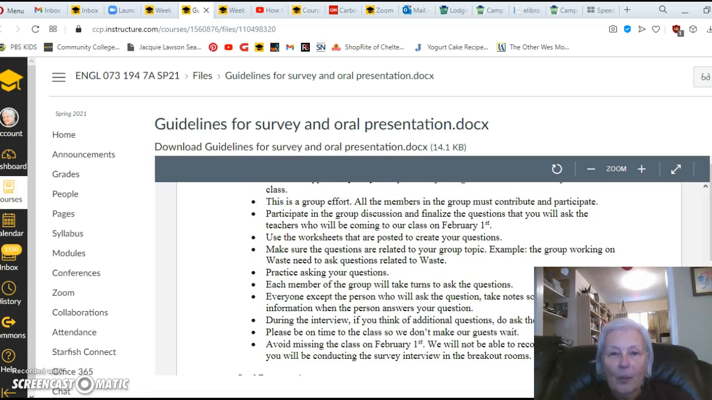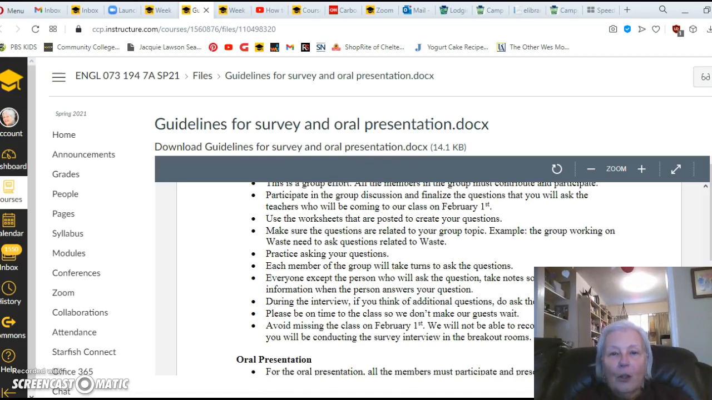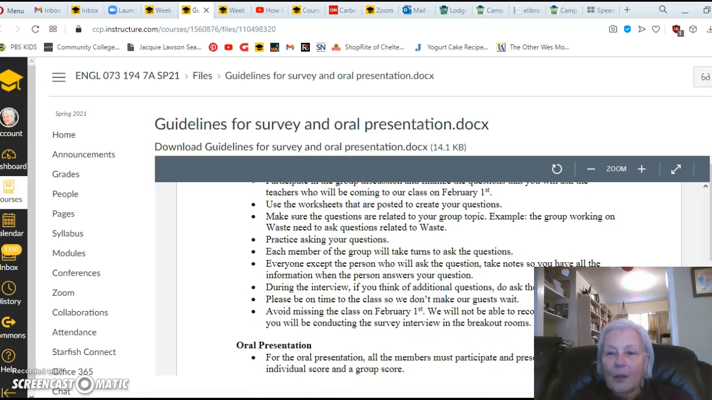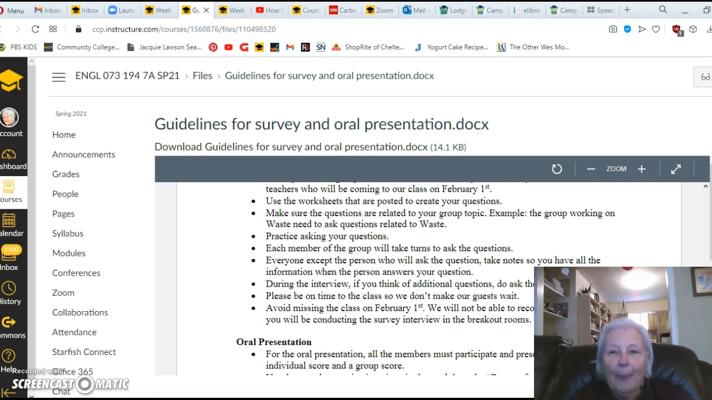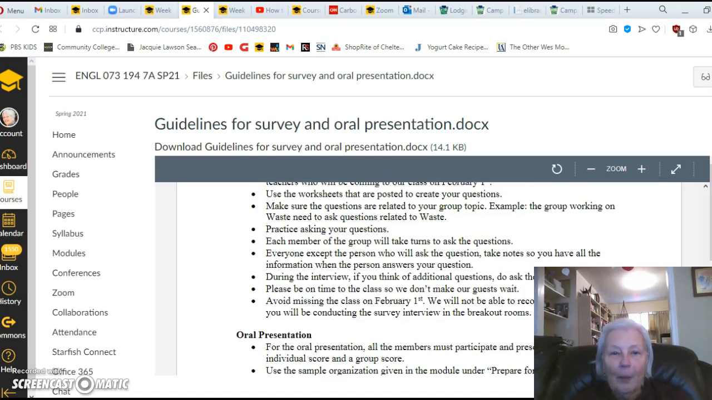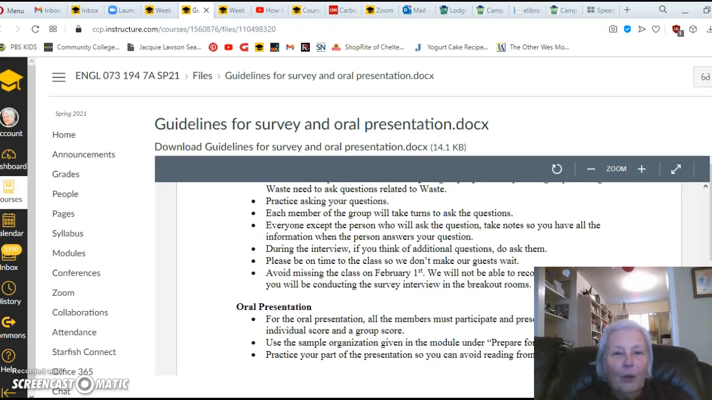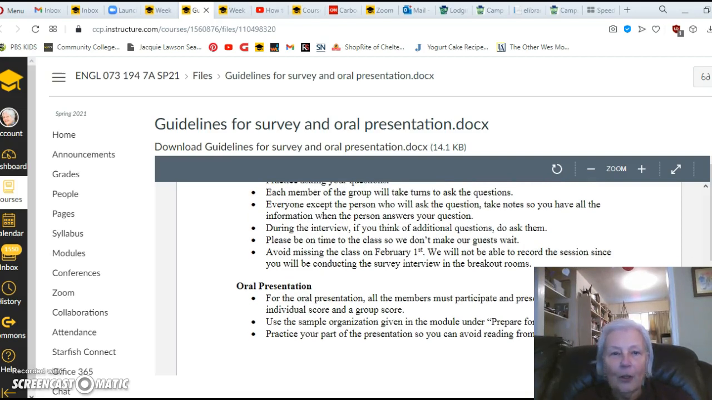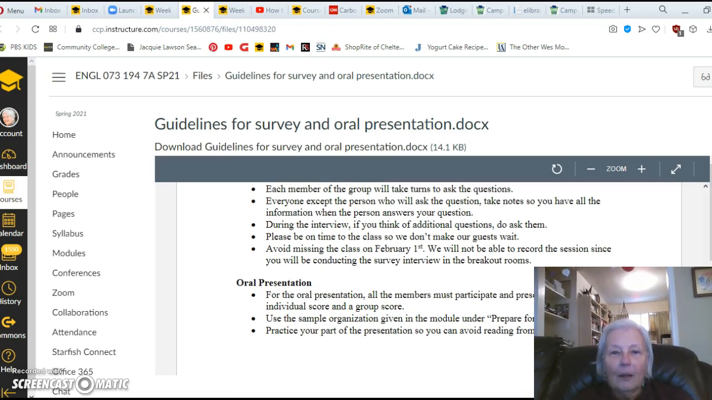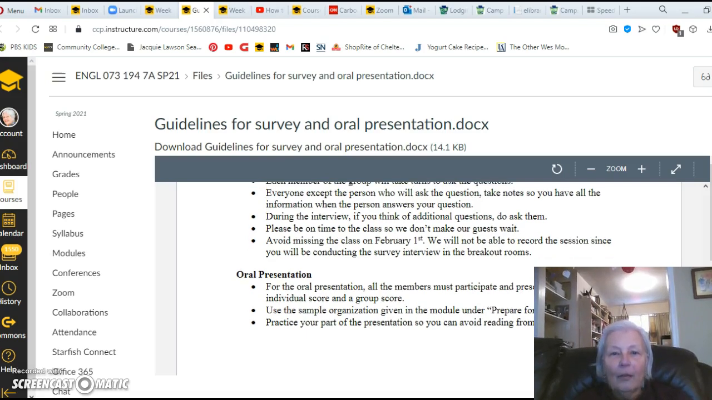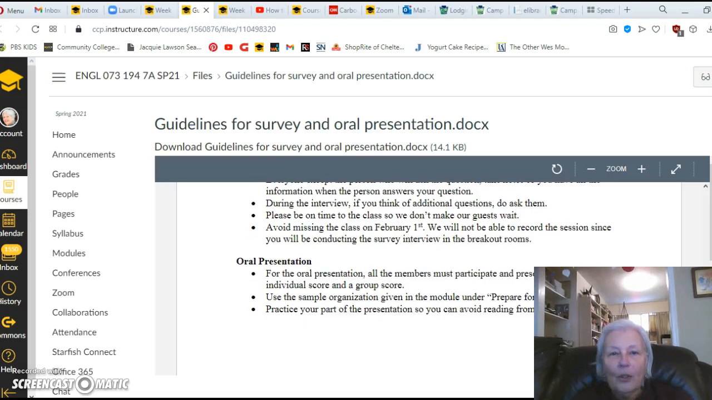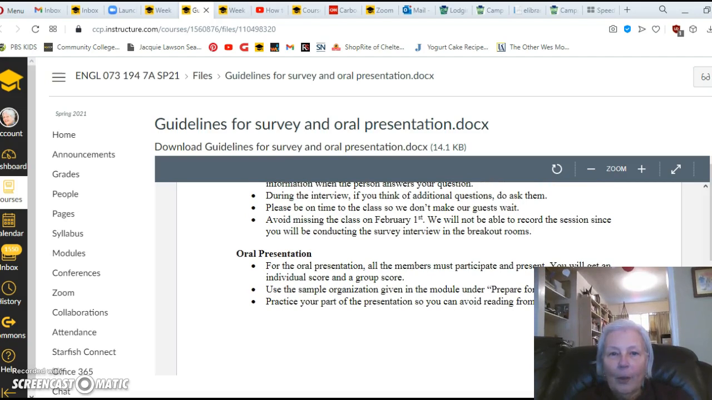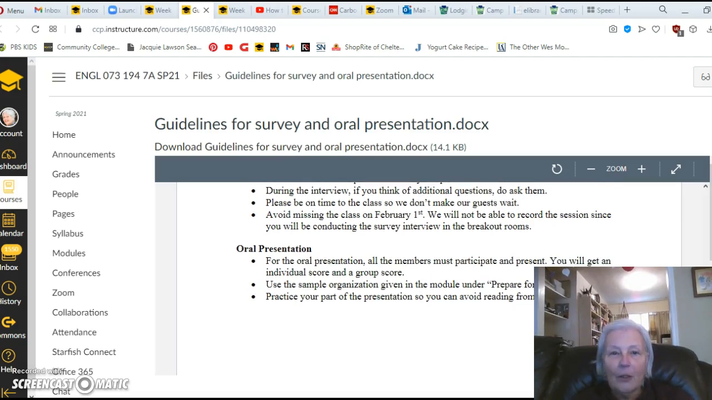That date is wrong. It's February 2nd. Use the worksheets on this page, which you already started doing today, to create your questions. Make sure that the questions are related to your group topic. Over the weekend, you can practice asking your questions because each one of you is going to take turns asking questions. Everyone should take notes so you have information about each person's answer.